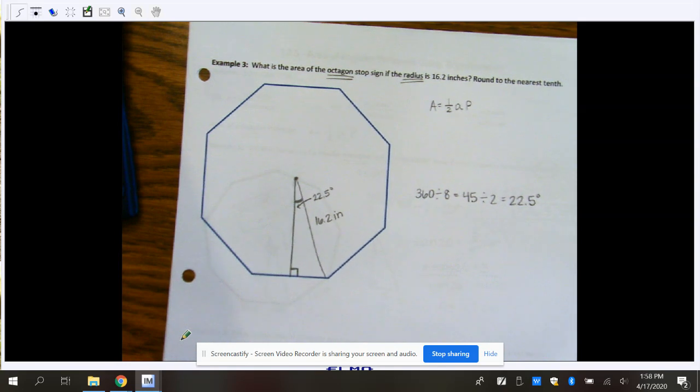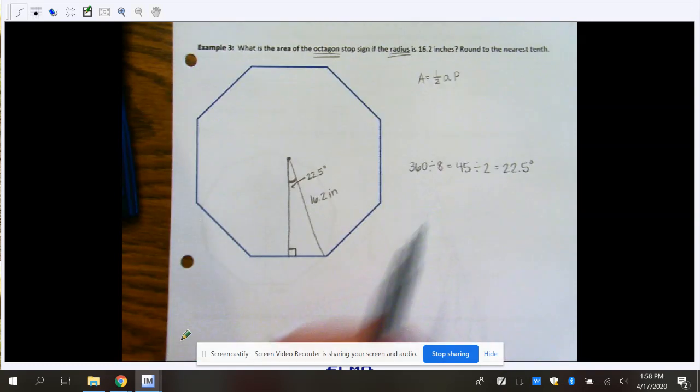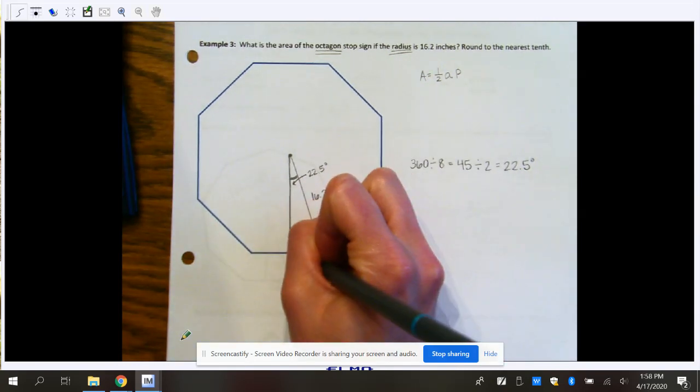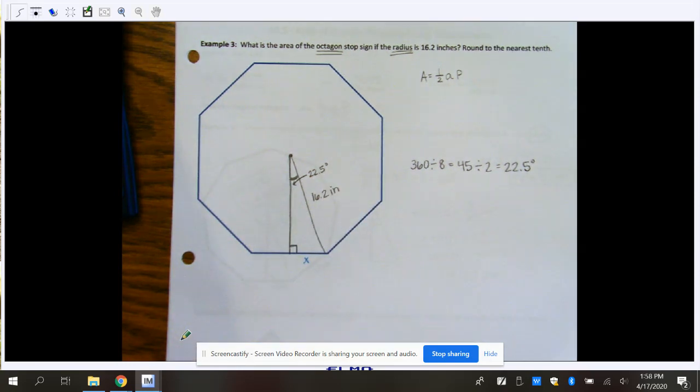So from here, you need to decide which side you want to find first. It doesn't matter. Your answers may be off a little bit, like by 1/10, because we're going to be rounding essentially 2 times, but it should be fairly close. I'm going to go ahead and find this side first.